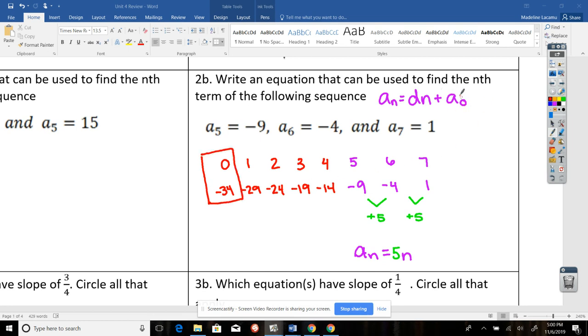And that is what's going to replace a sub 0. So we're going to put -34. And then that is our answer. So a sub n equals 5n minus 34.